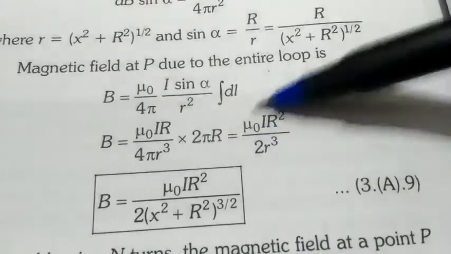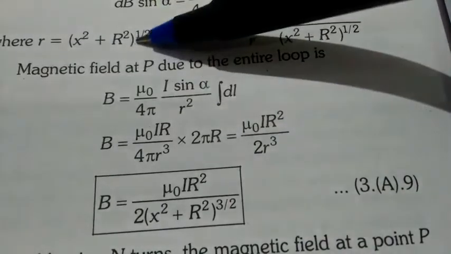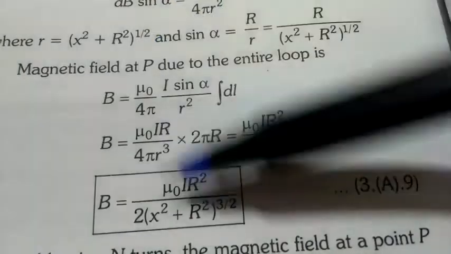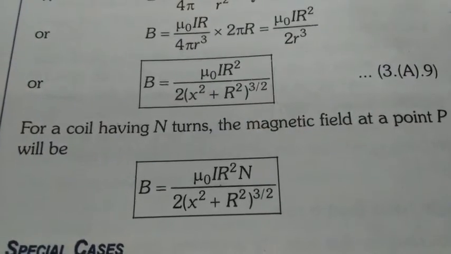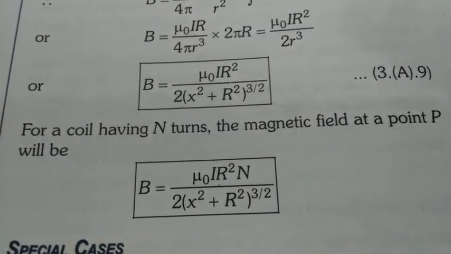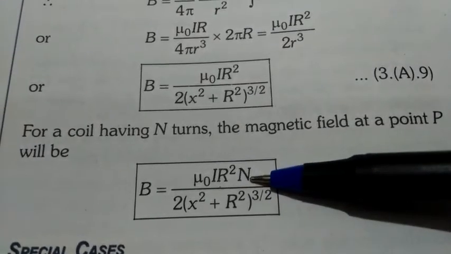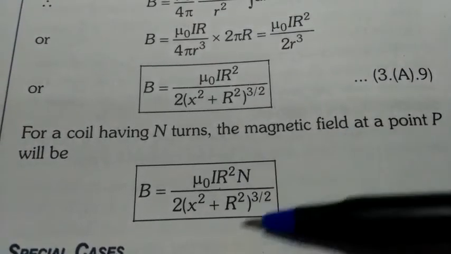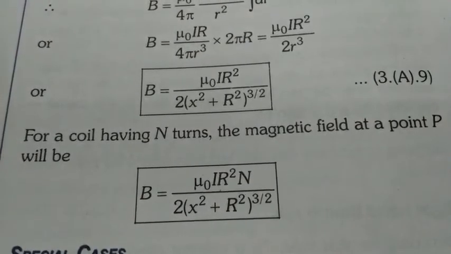After getting this equation, in place of this small r, we put this value, from here we put here. If it is not a loop but a coil of N number of turns, we will simply multiply N here, and we get this formula. Now let us discuss some special cases.